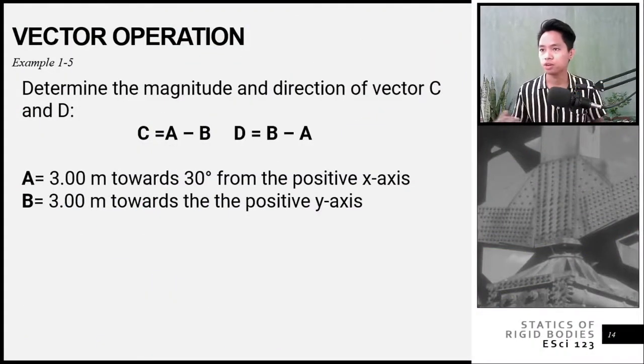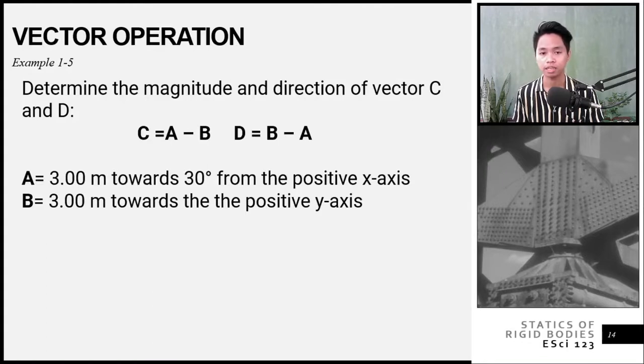Okay, so for our next example, we have example 1-5. The question is we are going to determine the magnitude and direction of vector C, wherein C is just vector A minus vector B, so vector subtraction, and your vector D is B minus A, so the other way around. Now we have vector A, which is 3 meters towards 30 degrees from the positive x-axis, and then 3 meters towards the positive y-axis B.